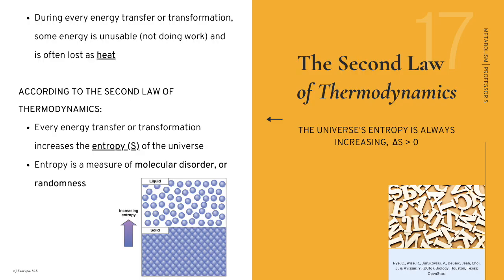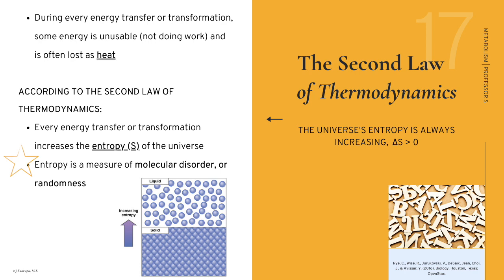The second law of thermodynamics involves entropy. During every energy transfer or transformation, some of that energy is unusable, which means that it's not going to do work, and it's often lost as heat. According to the second law of thermodynamics, every energy transfer or transformation increases the entropy, which is capital S, of the universe. So what is entropy?